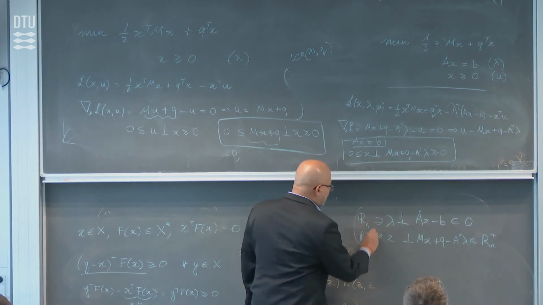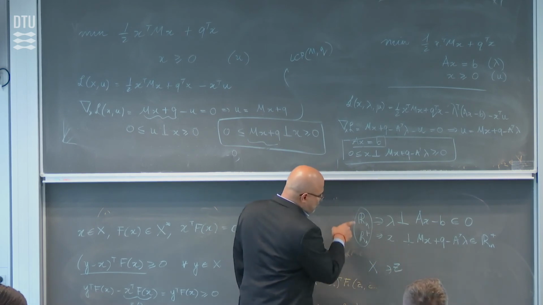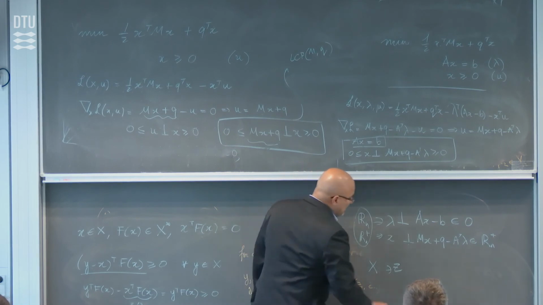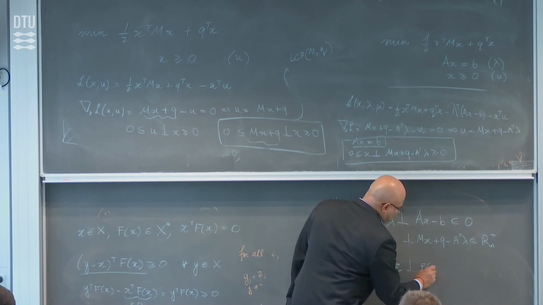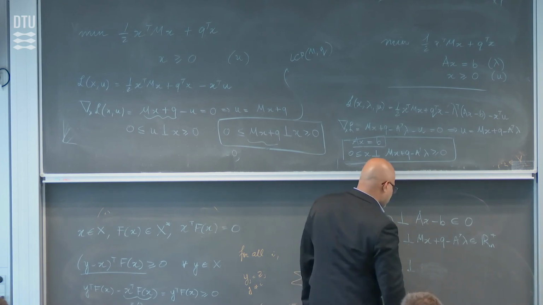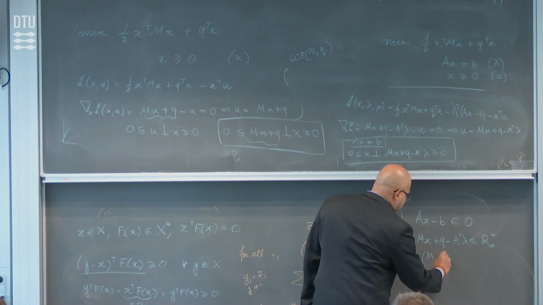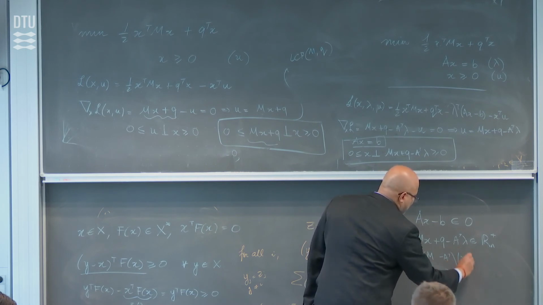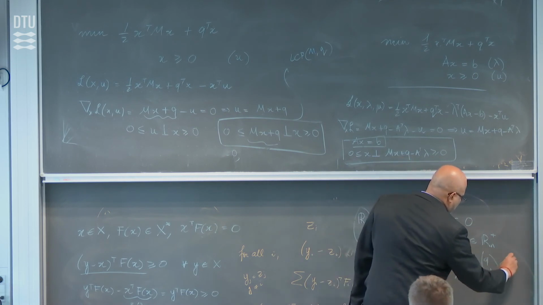So now you can write this whole thing as z lying in some larger cone, which is the Cartesian product of Rn times Rn plus, orthogonal to this, which is some f of x, lambda. Actually, you can write it like this: M minus A transpose, A 0, times x, lambda, plus q minus b lying in x star.